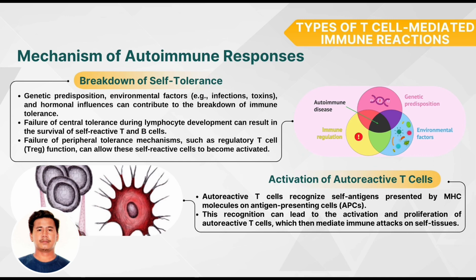So genetic predisposition or environmental factors, for example infections, toxins, and hormonal influence, can contribute to the breakdown of immune tolerance. The failure of central tolerance during lymphocyte development can result in the survival of autoreactive T and B cells. Failure of peripheral tolerance mechanisms, such as regulatory T cell or Treg function, can allow these autoreactive cells to become activated.